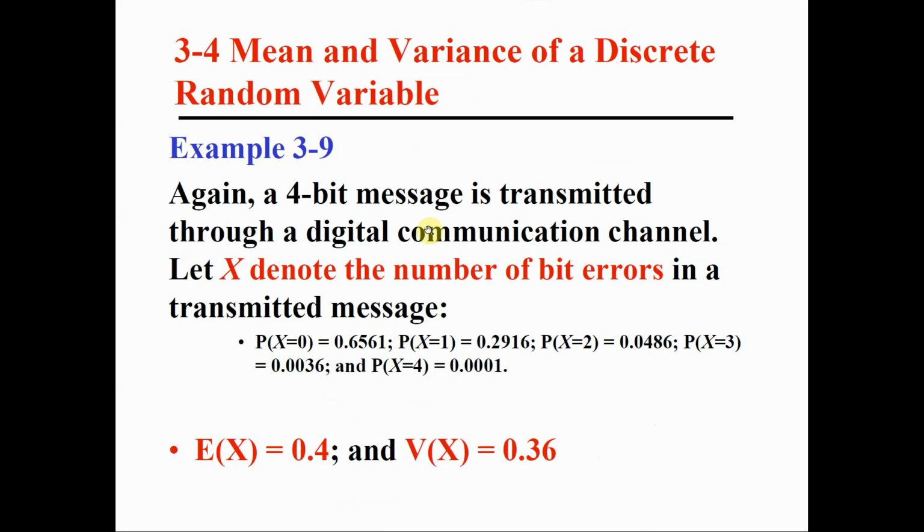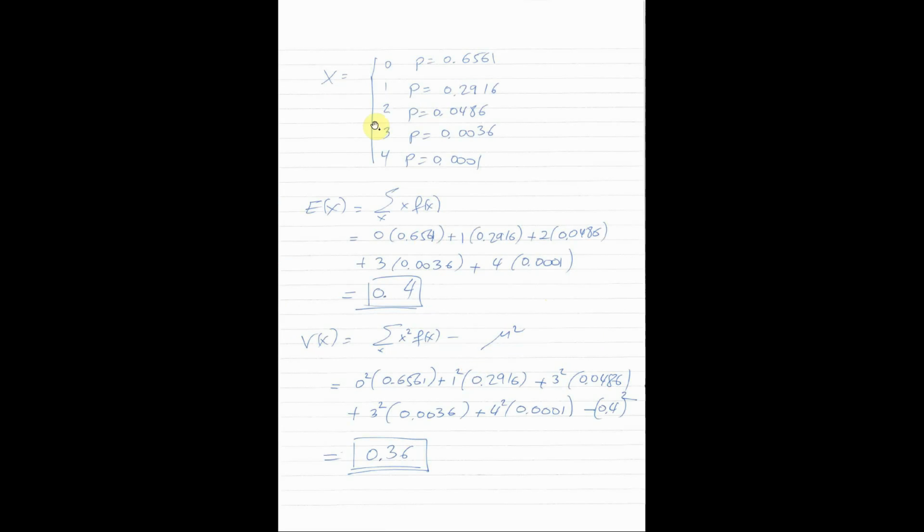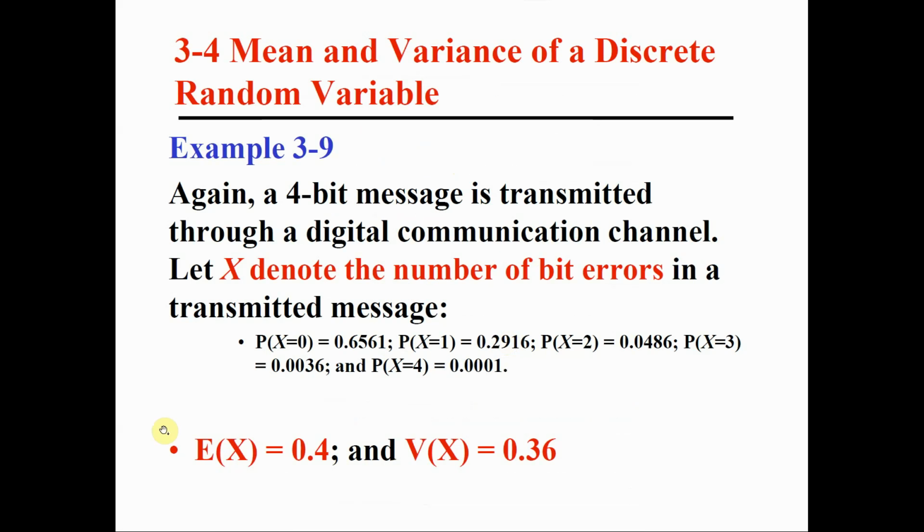explicitly together. For this example that we have seen, we have 4 communication messages, and X denotes the number of errors, and the probabilities are given. If you put everything together, X is 0 or 1 or 2 or 3 or 4. We talked about that, and these probabilities are just given. We did not have to calculate anything. The probability that X is 0 is 0.6561, and so on. The probability that X is 4 is 0.0001. What is the question? The question is to find the expected value of X and find the variance of X.